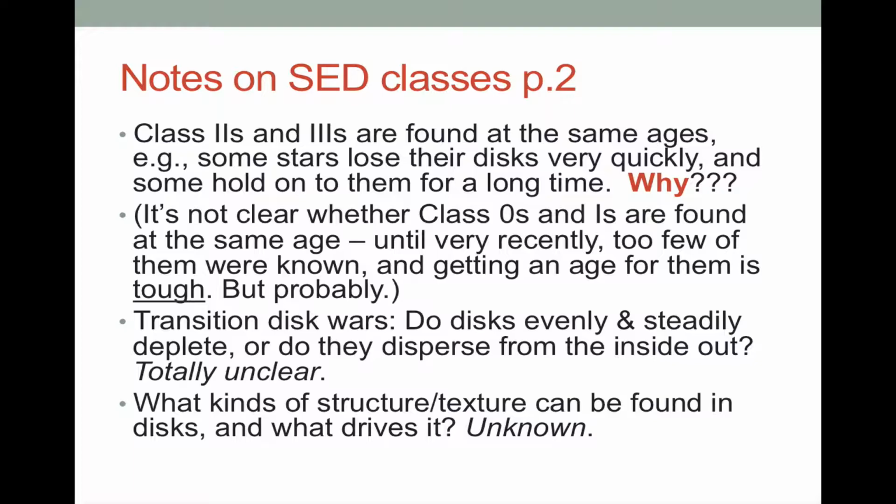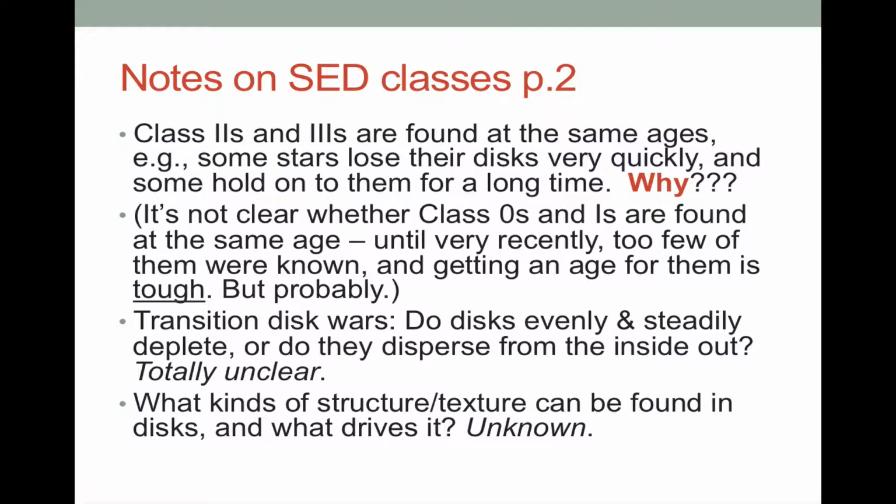There's another thing that's sort of informally called transition disk wars. So there's basically two camps in the community. There are people who think that older disks disperse steadily, evenly, isotropically. In other words, at all radii from the star, it steadily goes down in amount of dust. Or it could be that they disperse from the inside out. In other words, you start out with a small hole around the star and eventually you get a ring with a big hole inside it.